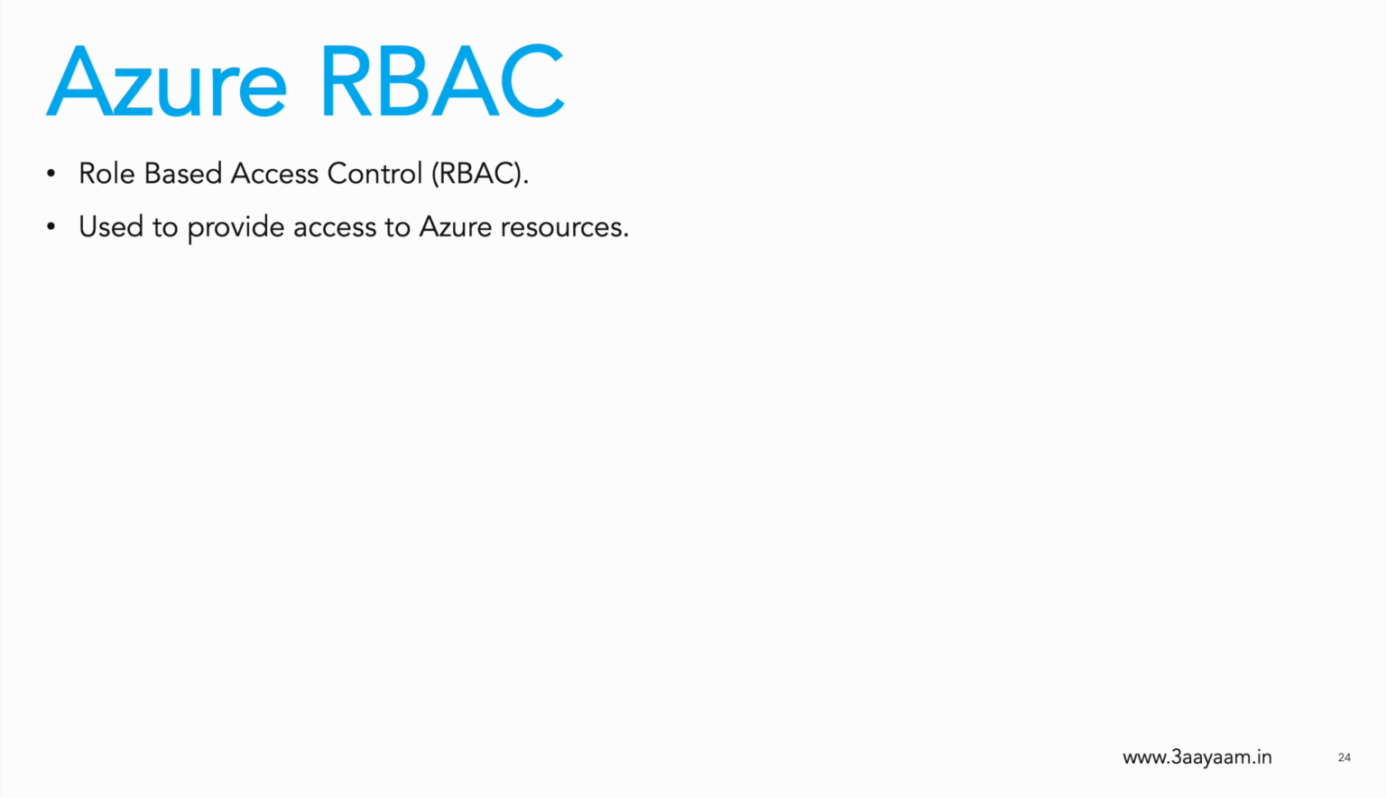And RBAC is used to provide access to those Azure resources, meaning which users, groups, etc. have access or can access those Azure resources. In its bare minimum, RBAC contains three components, and this is very important because whenever we create roles, whenever we provide security, we will be creating these three components only.